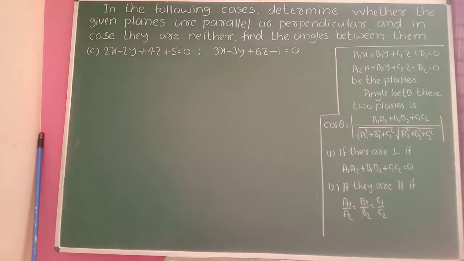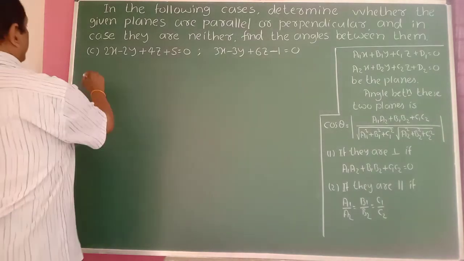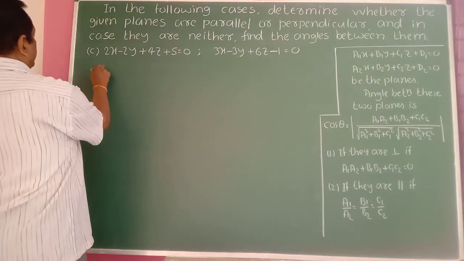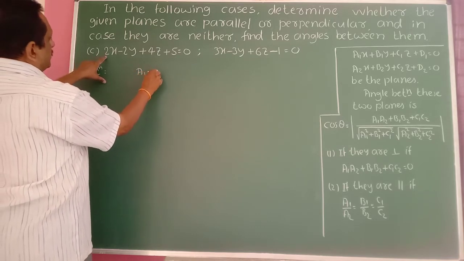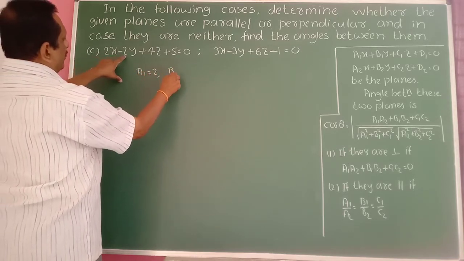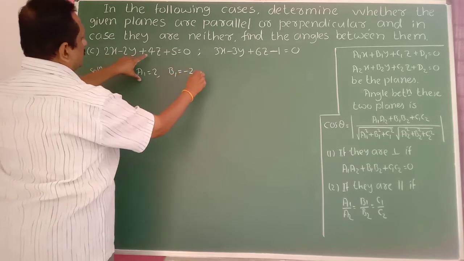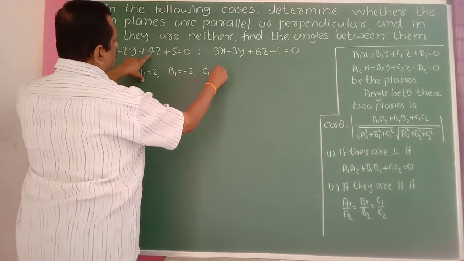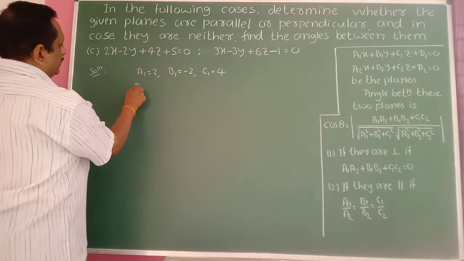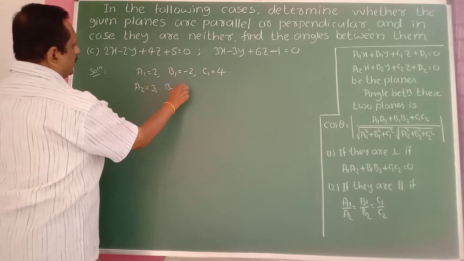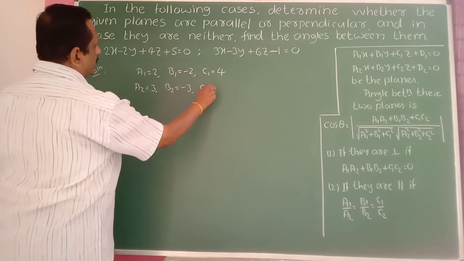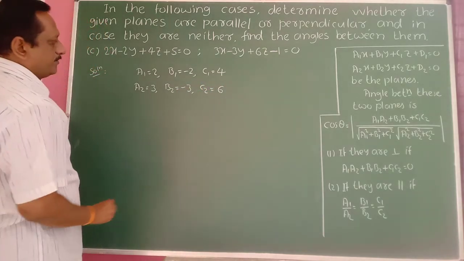So third example here. Again comparing the given equation with the standard equation here. A1 is equal to 2, B1 is equal to minus 2, C1 is equal to 4 here. Then A2 is equal to 3, B2 is equal to minus 3 and C2 is equal to 6 here.